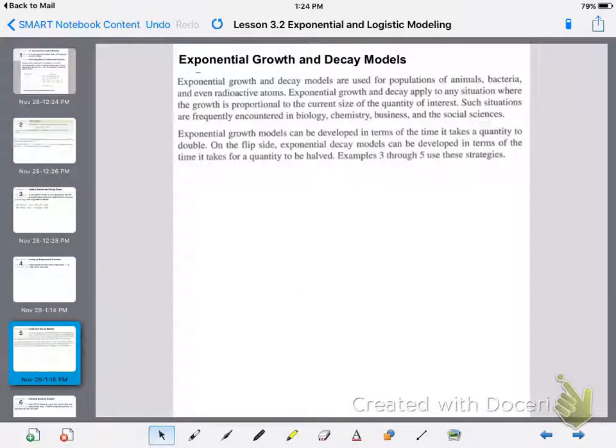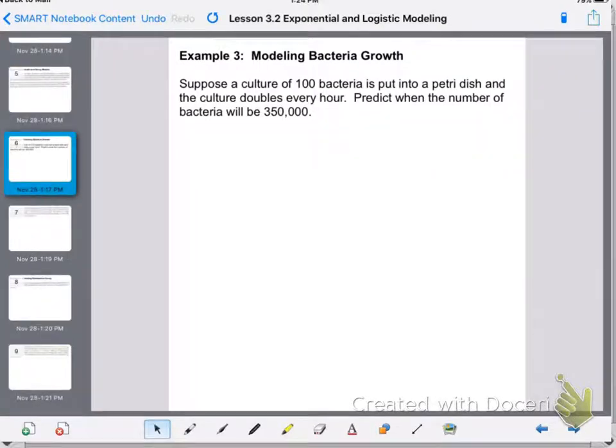All right, exponential growth and decay models. We talked a little bit about growth and decay in 3.1. They're used for populations of animals, bacteria, even radioactive atoms. We're not going to get into radioactive decay, I don't think. So let's take a look. This kind of explains it a little bit, but let's take a look.